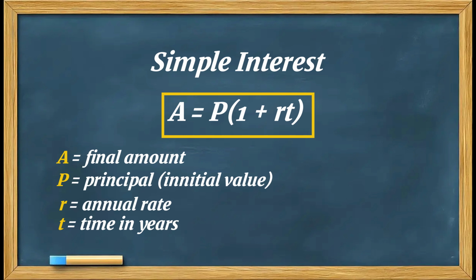Let's quickly understand the other interest formulas you'll see on the SAT. This is the simple interest formula. Interest is calculated only on the original amount. It does not grow year by year. On the SAT, if you see simple interest or no compounding, use this formula.